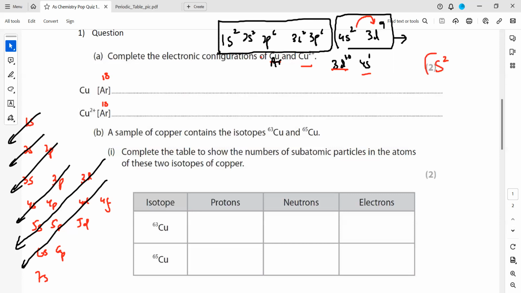Completely filled and half filled orbitals are more stable than partially filled orbitals. S maximum can have 2, so half filled will be s1, which is more stable as well. Same thing, 3d maximum can have 10. So when it was 9, it became 3d10, and it becomes more stable. So to gain stability, the electron jumps from the s orbital to the d orbital. So here we have to write 3d10 and 4s1. And electrons are always lost from the outer shell.